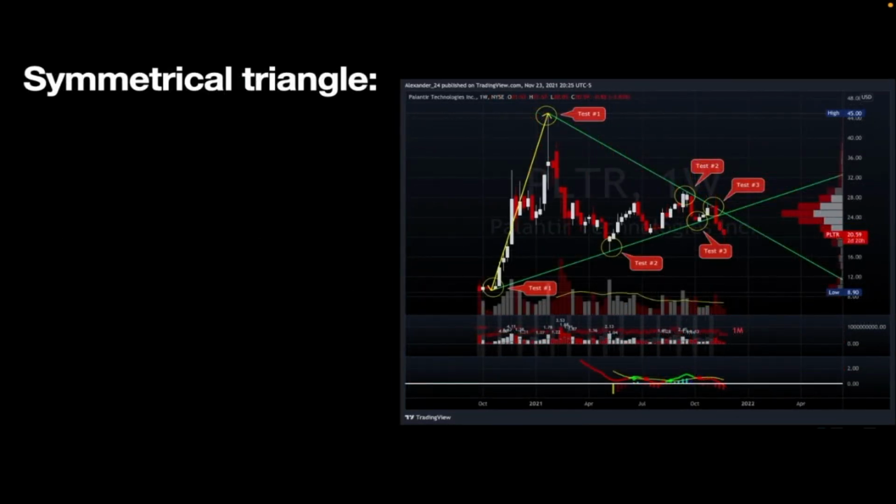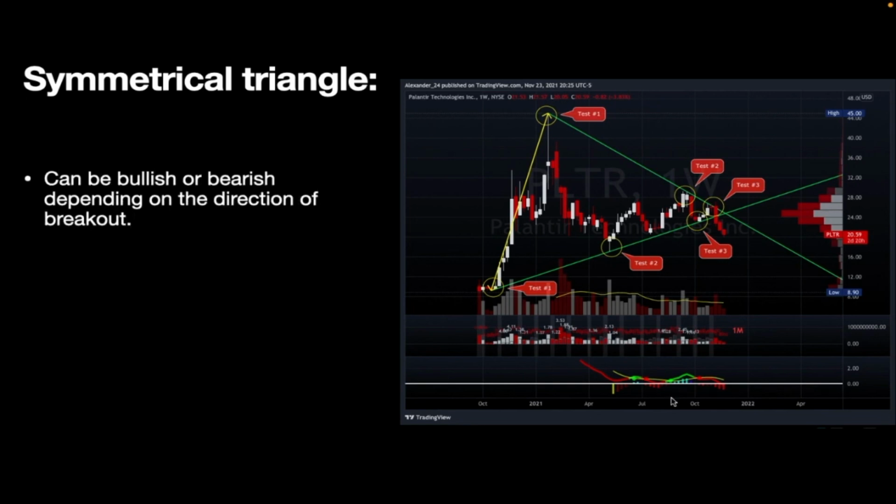And this is a symmetrical triangle. This is also a bilateral pattern, so it can break either way. And that'll depend on the direction of the breakout. So if we break down the uptrend, it's obviously going to be a bear pattern. You can go short, buy puts. I actually bought puts on this PLTR wedge. As soon as I saw this first weekly candle close, I think we entered about right here and just swung it for a couple of days. I think I made like 46% or something.